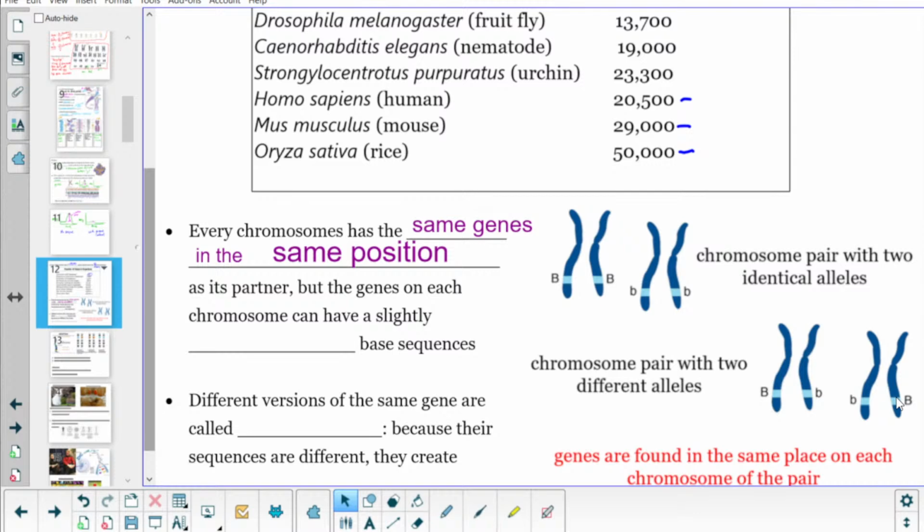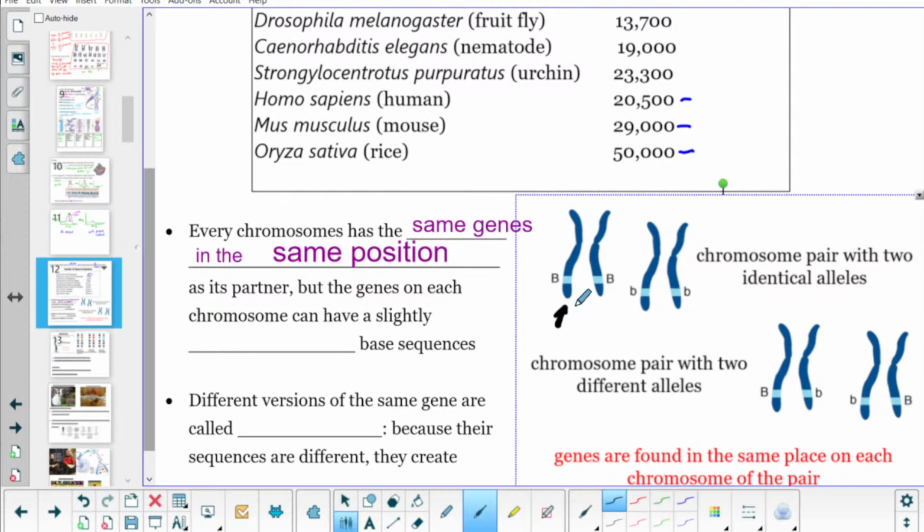Same genes in the same position. So you get this gene from your mom, let's say. Your birth mom.